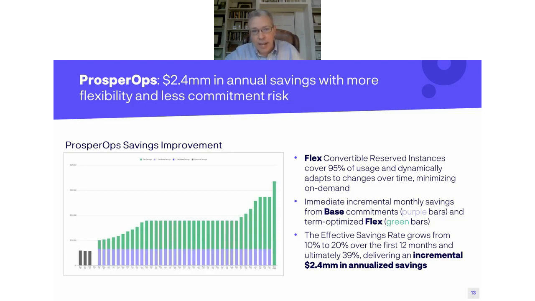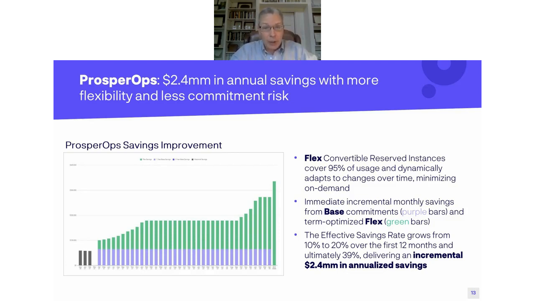And because it understands telemetry from your environment, what's happened in the past, what's happening currently, it's a commitment that is elastic and can be reduced at any time, subject to certain constraints. It has all of this knowledge, and this is what ProsperOps wraps together. And so we're able to add this layer of flex commitment on top of the base commitment.